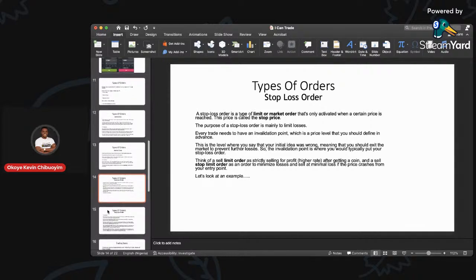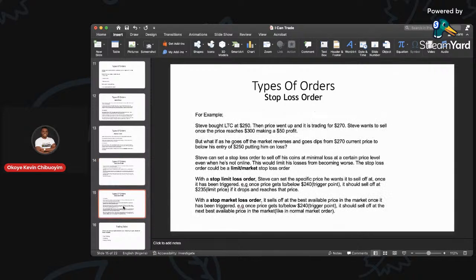Now let's look at an example to fully understand this. An example of a stop loss order. Let's talk about a guy called Steve. He bought Litecoin at $250. Now, the price of Litecoin went up and it's now trading for $270. Steve is now happy. He wants to sell once the price reaches $300, making a $50 profit. That's the plan of Steve.